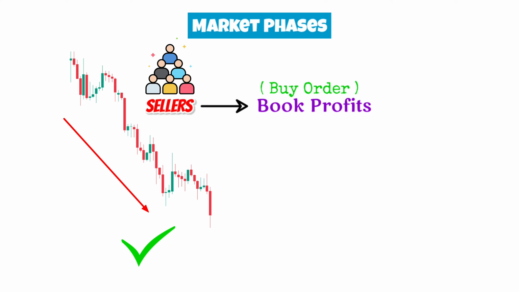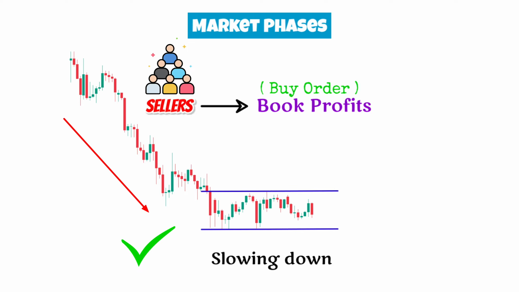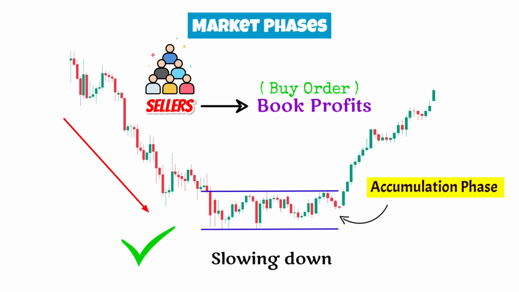As sellers start exiting their trades, buying pressure enters the market. At the same time, new sellers are not entering aggressively. As a result, bearish momentum starts slowing down, and instead of continuing downward, price begins moving inside a range. Now, if this sideways range eventually breaks to the upside, we call it an accumulation phase.